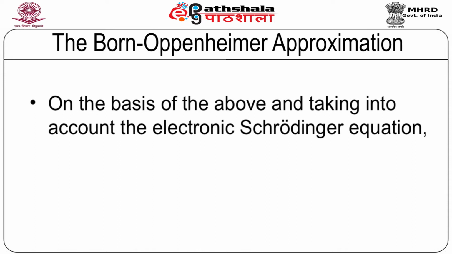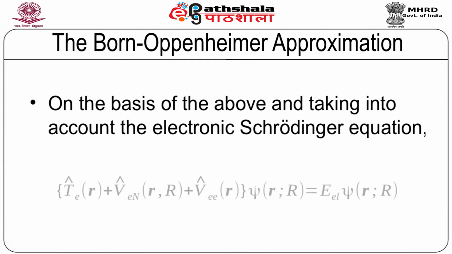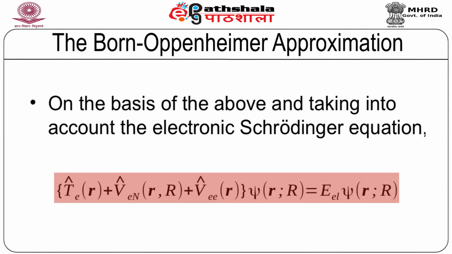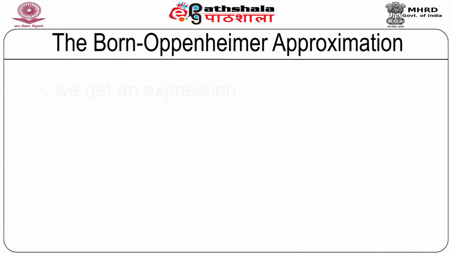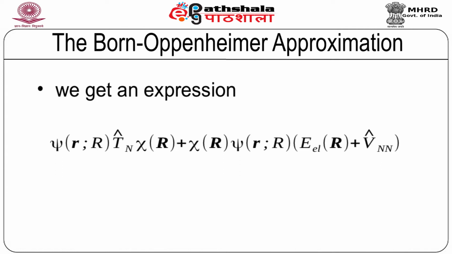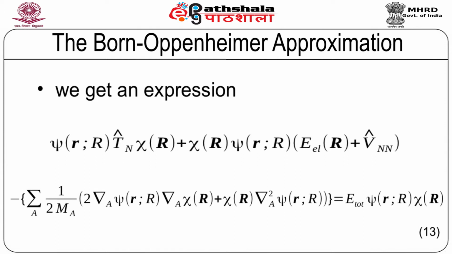On the basis of the above and taking into account the electronic Schrödinger equation, that is equation 5 with the expression for the Hamiltonian given by equation 4, that is Te plus Ven(r,R) plus Vee(r,R) operating on ψ(r,R), that is equal to H_el ψ(r,R) equals E_el ψ(r,R), we get an expression from equation 7 that ψ(r,R) Tn χ(R) plus χ(R) ψ(r,R) (E_el(R) plus VNN) minus sum over A of 1 by 2 MA (2 ∇_A ψ(r,R) ∇_A χ(R) plus χ(R) ∇²_A ψ(r,R)) equals E_total ψ(r,R) χ(R).